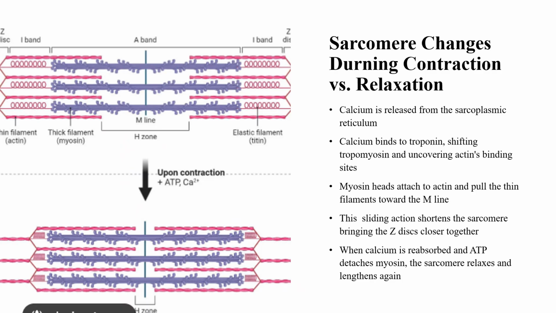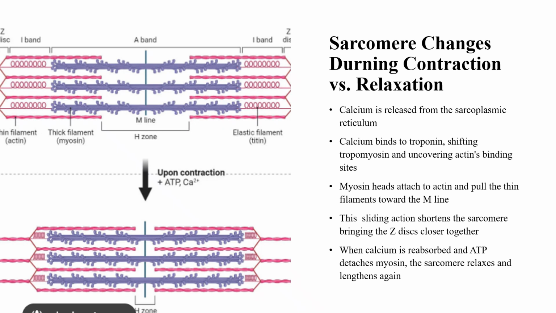Now let's compare what happens to the sarcomere when a muscle contracts versus when it relaxes. In a relaxed sarcomere, the thin and thick filaments overlap just a little. The I band and H zone are both wide. But during contraction, calcium floods in, myosin grabs actin, and the filaments slide towards the M line. The Z discs move closer together, the I band gets narrower, and the H zone completely disappears. Notice that the A band, the length of the myosin, never changes.